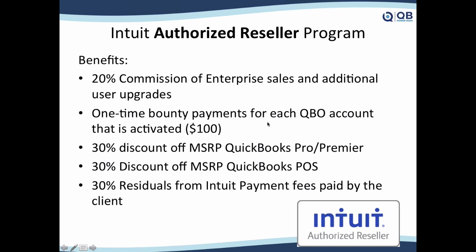On MSRP, Pro Premier, POS, you get 30% of MSRP. That's already sort of available through the ProAdvisor program, so maybe that's not the real exciting piece about it. But the residuals on payments are very exciting. So every time you activate a client's payments account, and in QuickBooks Enterprise, you're guaranteed to see big numbers, you get 30% of everything that Intuit charges in terms of fees to the client. Some clients are paying $1,000 a month in merchant fees because they're doing a lot of volume. That means $300 for you. I would say that's the biggest incentive to become an authorized reseller.